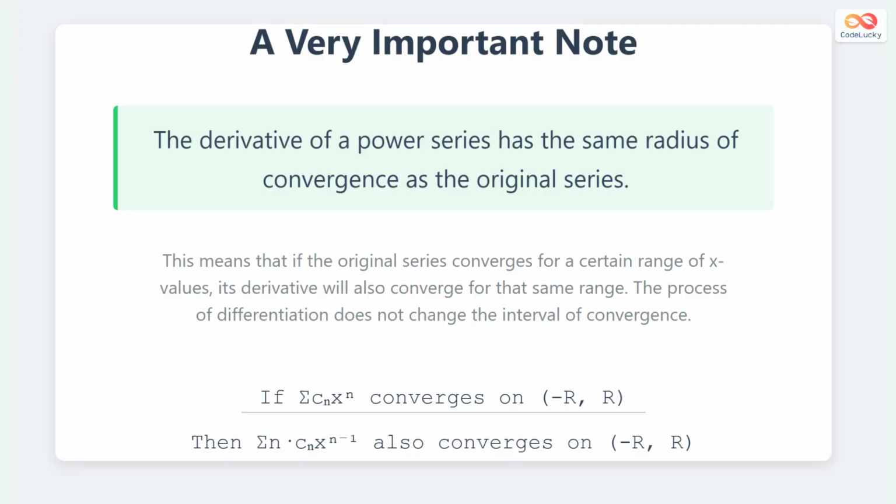There's a crucial theoretical point that makes this technique so reliable. The radius of convergence of a power series remains unchanged after you differentiate it. This means that the set of x values for which the series converges is the same for both the original series and its derivative. You don't have to worry about the derivative converging on a smaller or different interval.